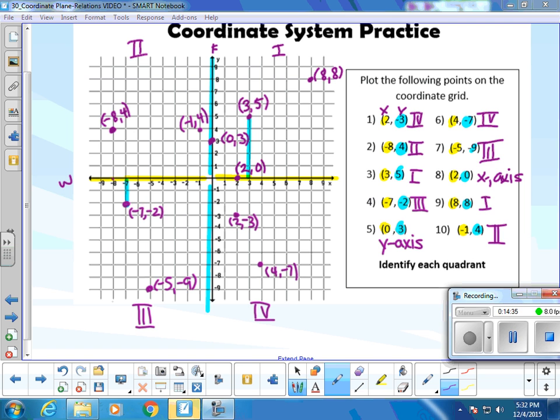So hopefully you were able to easily graph those. It should have been review. If not, there's some IXL practice that I'll post with the Edmodo lesson.